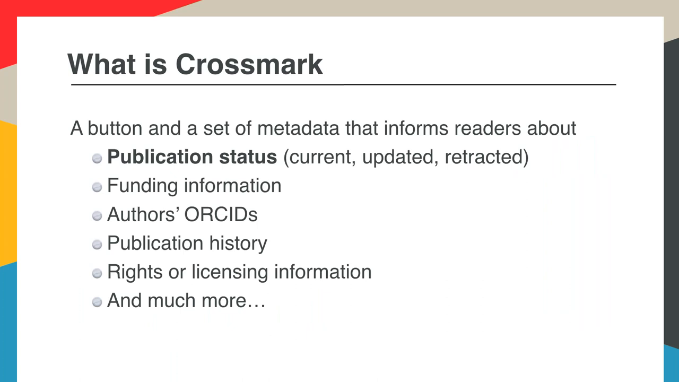So Crossmark is these things. It's a button on your websites and PDFs and a pop-up box and a set of metadata that all go together to tell the reader if there have been any updates to the piece of content that they're looking at. So that's its main purpose, is to give the status of a piece of content that a reader has in front of them, whether it's been updated, retracted, so on. But it can also give them a lot of other information. It can show funding information, authors' ORCIDs with links, the publication history, any rights or licensing information, and a whole load of other things. And I'll talk through examples of all of these as I go along today.